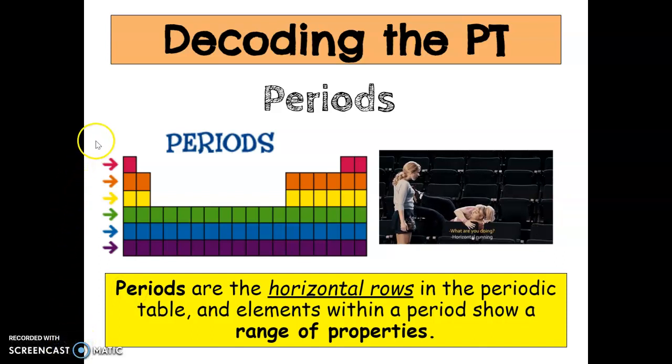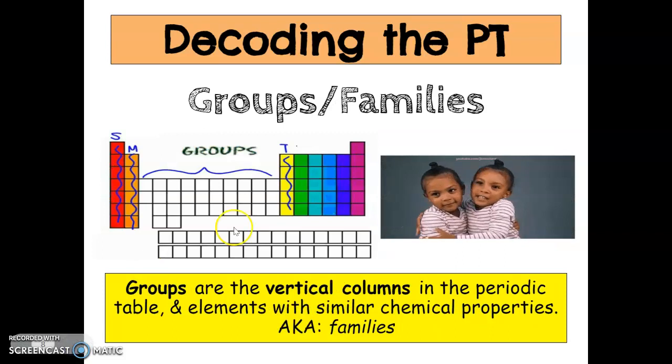So for example, if I asked you to give me an example of an element in period 3, you would just count down 1, 2, 3, and any of these yellow elements would be in period 3. Okay, so you just have to be able to locate them based on the period that they're in the table.